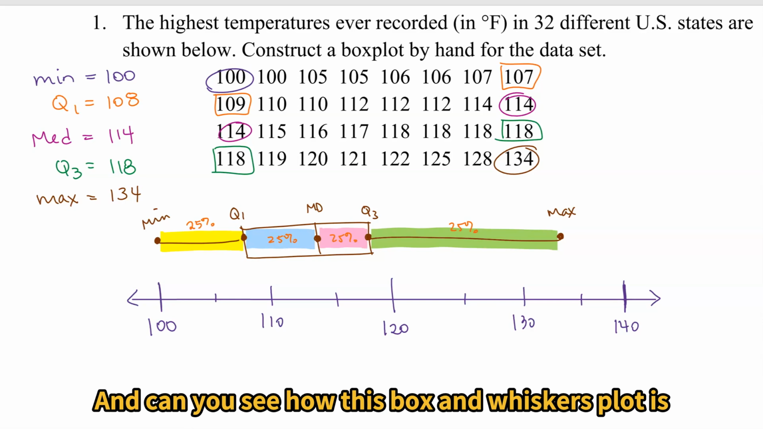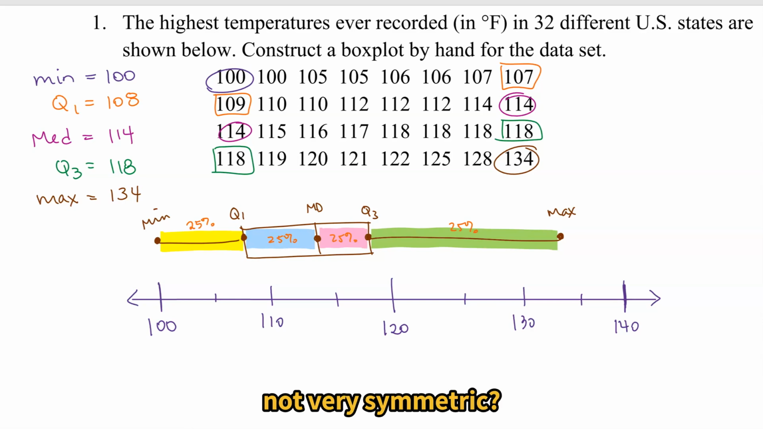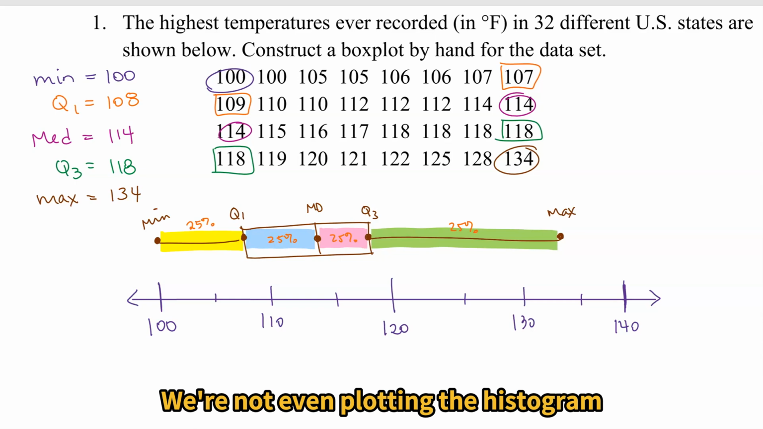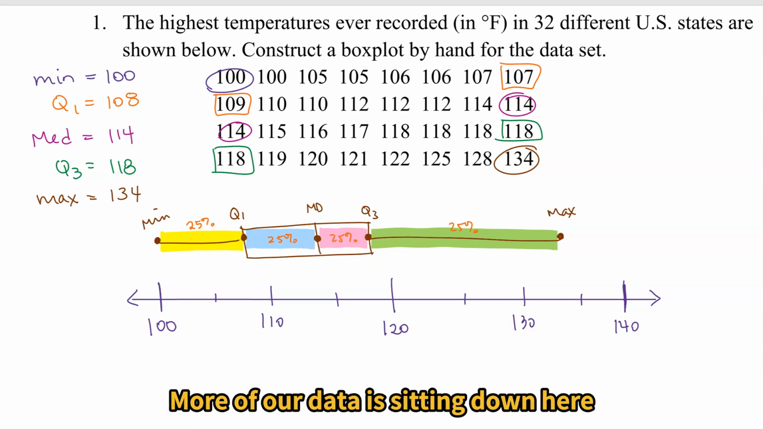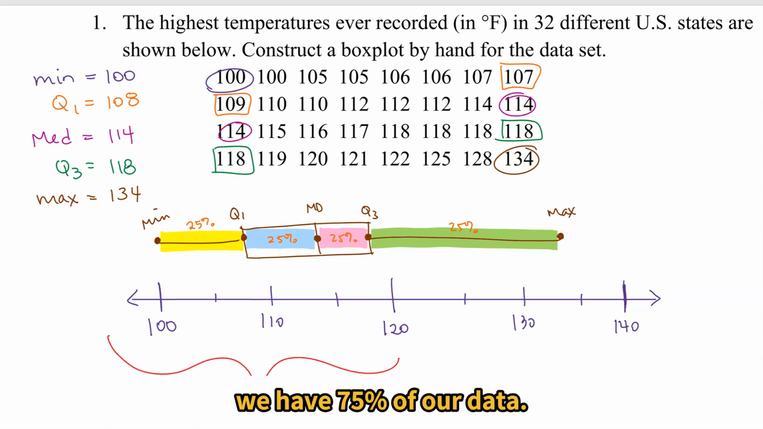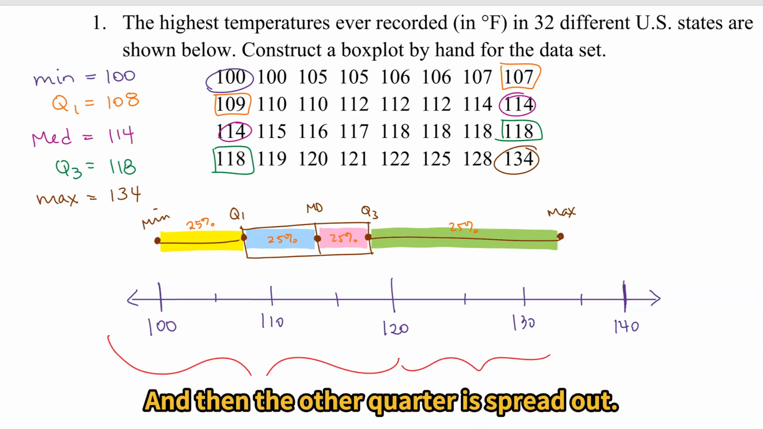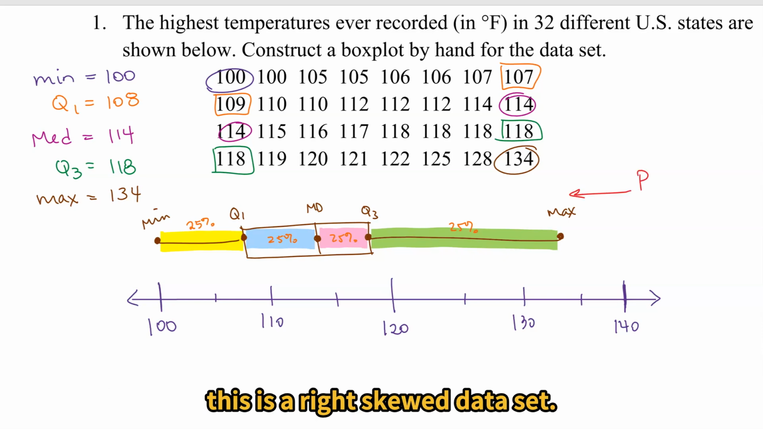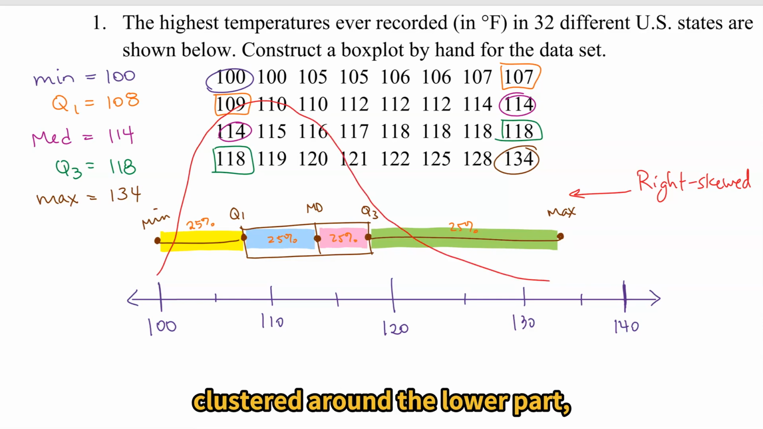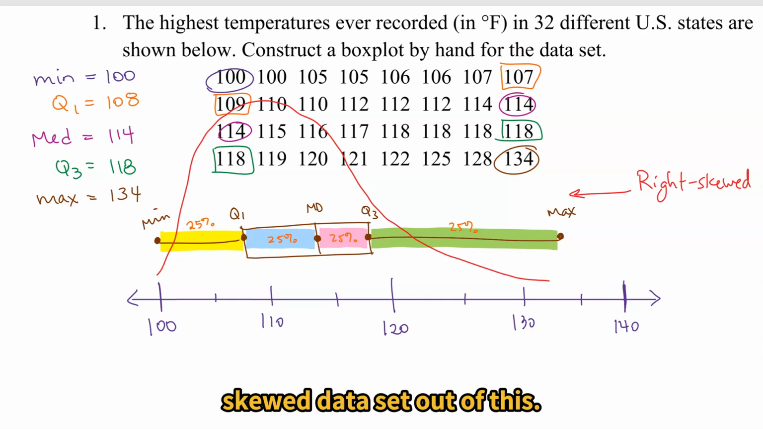Can you see how this box and whiskers plot is not very symmetric? Since it's not symmetric, this is a skewed data set. We're not even plotting the histogram that would go to this, but I can tell from the box plot it's skewed. More of our data is sitting down here between 100 and 118. We have 75% of our data, and then the other quarter is spread out. Because this right side is so long, this is a right skewed data set. All of our data is clustered around the lower part with fewer values to the right. And that's how we get a right skewed data set out of this.